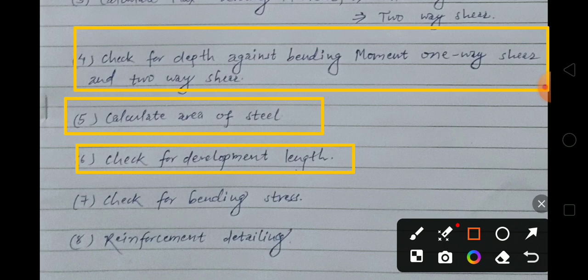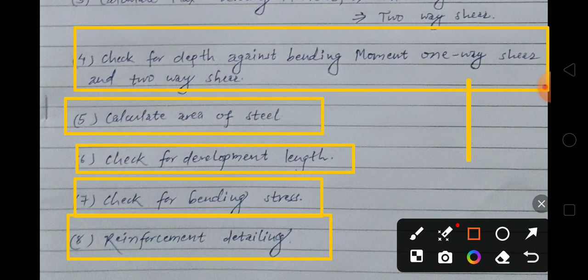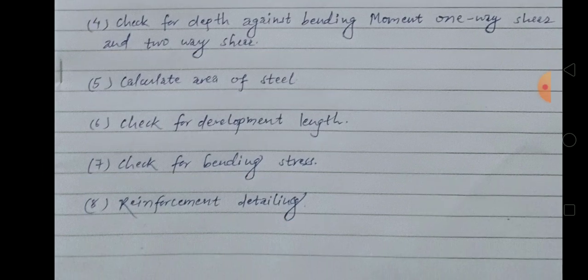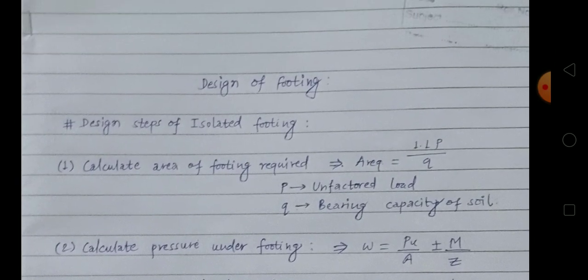Check for the bending stress, and if the bending stress is also okay, then finally we have to do the detailing of this footing. We have to show the different reinforcement detailing, that is the different steel required, the base, cover, and all the things. So with the help of these design steps, we have to design the isolated footing.